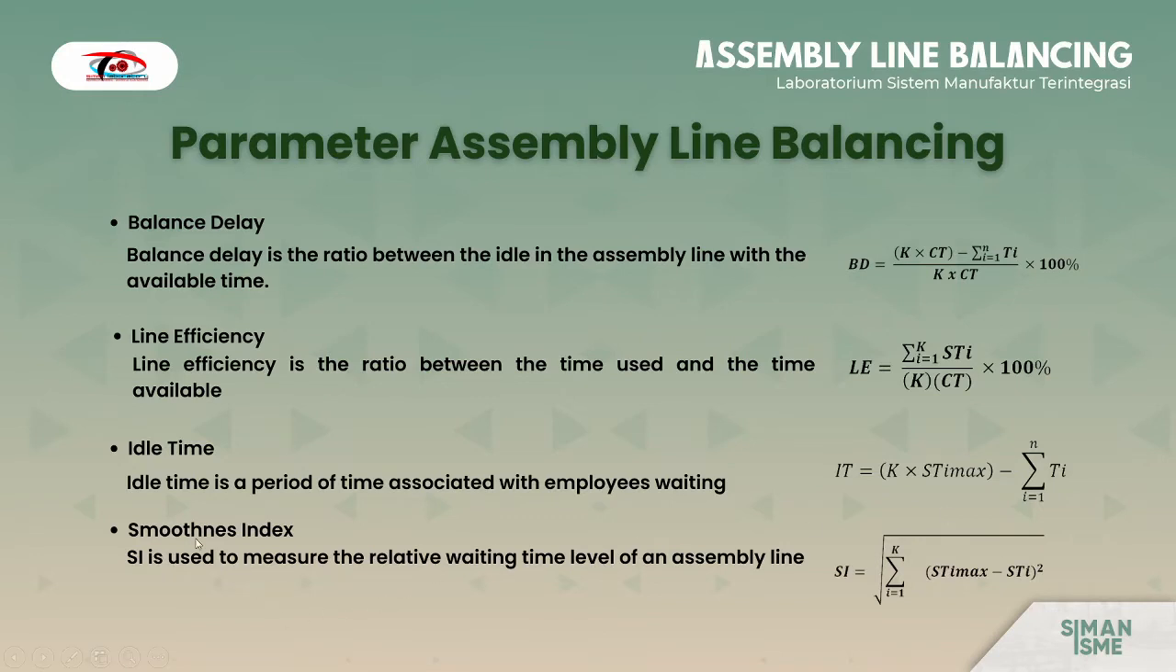And then the last, smoothness index. Smoothness index is used to measure the relative waiting time level of an assembly line. The formula: smoothness index equals the square root of the sum of the maximum station time minus the station time itself, and then don't forget to square it.